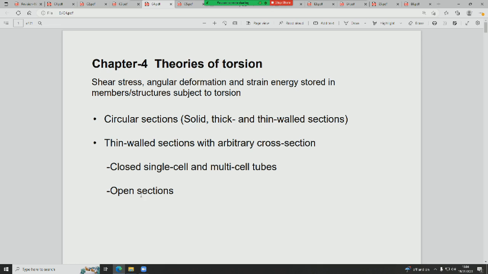So what they have in common is that you analyze mostly shear stress on the section and angle of twist. But we use three different sets of equations. The way we analyze circular sections subject to torsion is not the same as the way we analyze thin-walled sections, which are closed, either single cell or multi-cell, and also open sections. So I repeat, we have three different sets of equations in chapter 4 for analysis of components subject to torsion. What they have in common is that we find the shear stress applied and angle of twist. For thin sections, obviously, it's more convenient to find shear flow rather than shear stress.